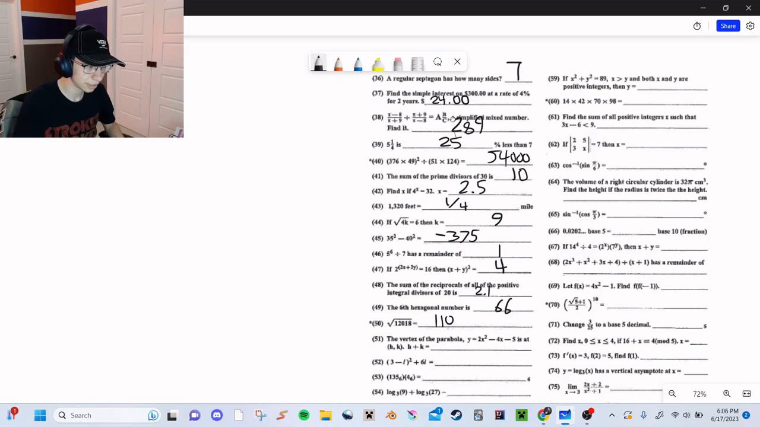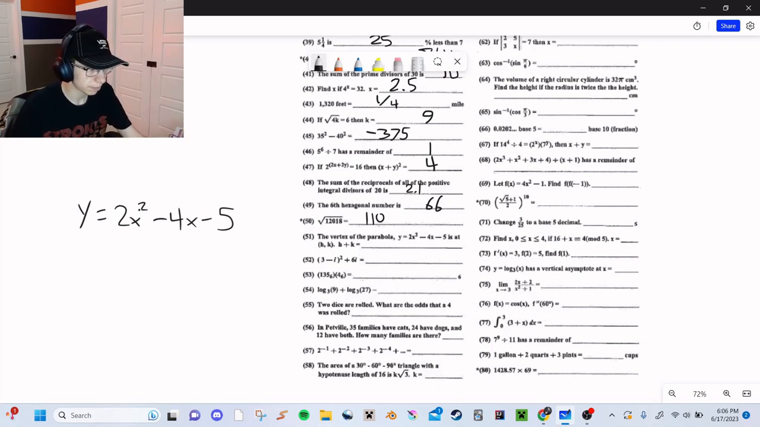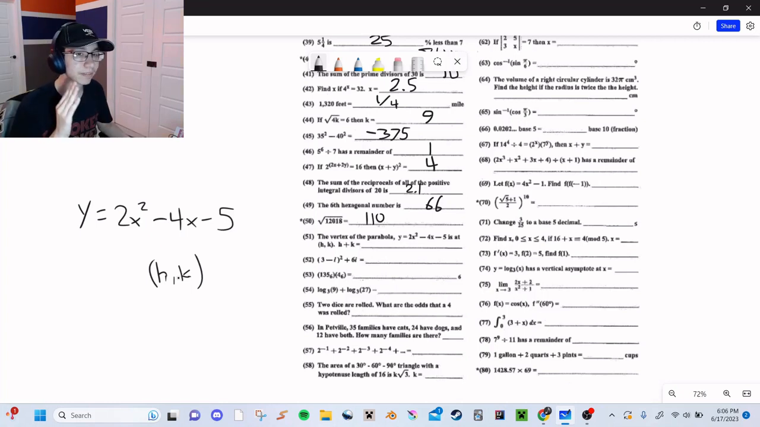Okay, let's shift it down a bit. Almost done with the 3rd column. Okay, 51's asking for the vertex of a parabola with this equation. So how can I find the vertex h comma k? So I need to find the vertex so I can add that x and y coordinate together, which is what it's asking for. So the way I find the x coordinate in my vertex, there's a shortcut.